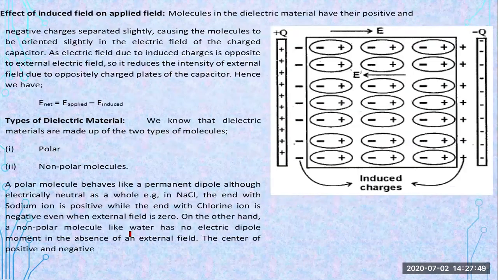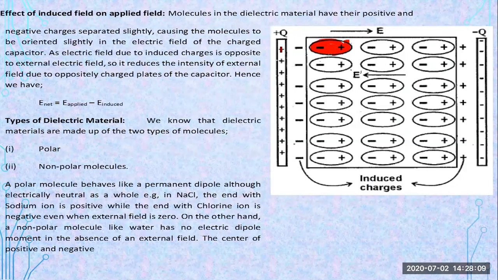If you look at the same figure, here is the positive charge, and in front of the positive there is a negative charge. If polarization takes place, what happens? This one is the negative charge, and this one is the positive charge.